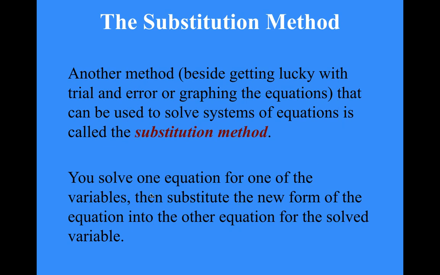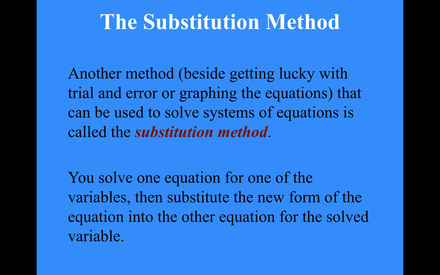In this case, we're going to be solving one equation for one of the variables and then substituting the new form of the equation into the other equation for the solved variable. We're going to talk more about what that means in a bit. So if that sounds a little too wordy, don't worry about it. It basically means that we have to manipulate one of the equations to get something in common so that we can substitute what that common thread is into the other equation.